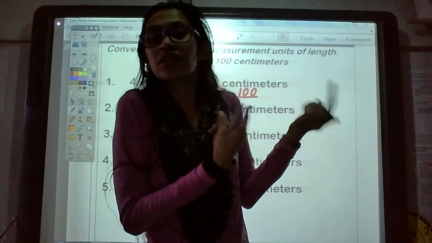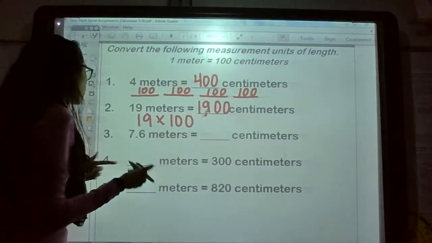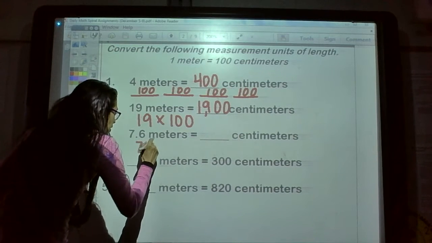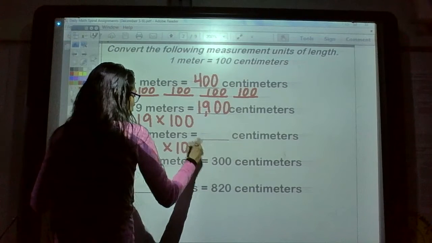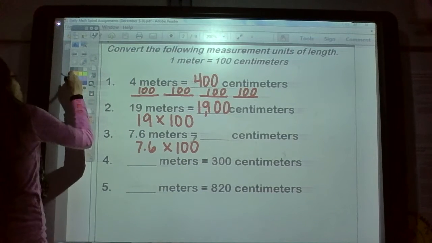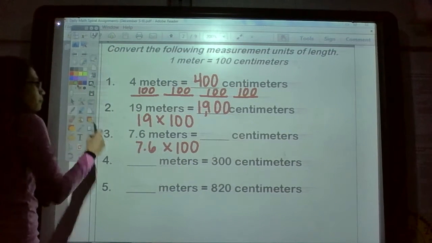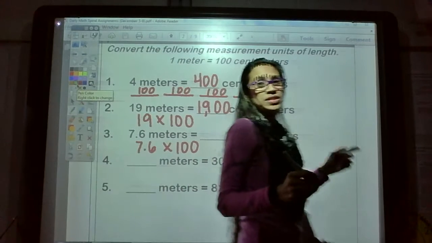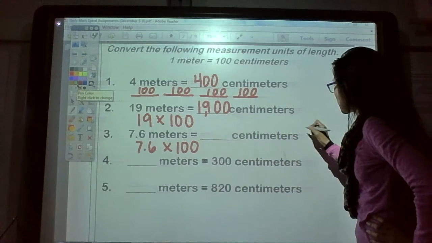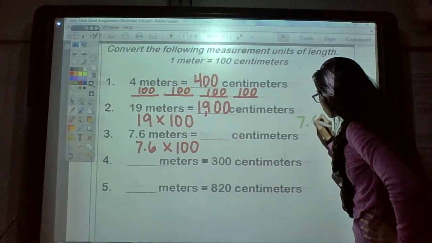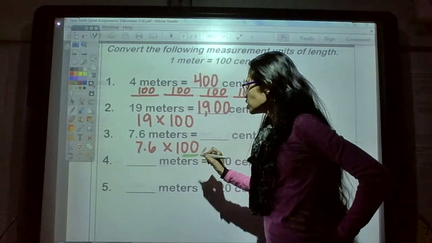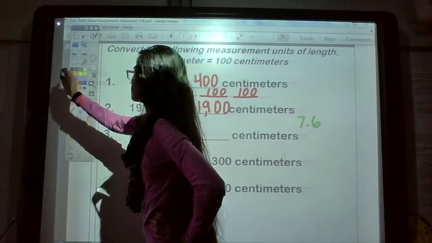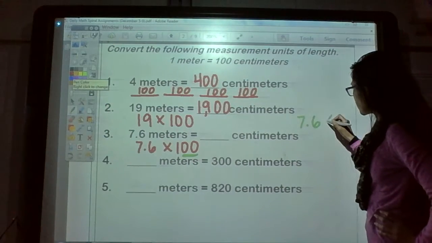Let's do the easy way. Let's multiply. We are going to multiply 7 6/10 times what? Times 100. Now, do you remember how to do that? I'll do it over here on the side, okay? So we have 7 6/10, and you have these 2 zeros right here. So what do we have to do? Add the 2 zeros at the end.